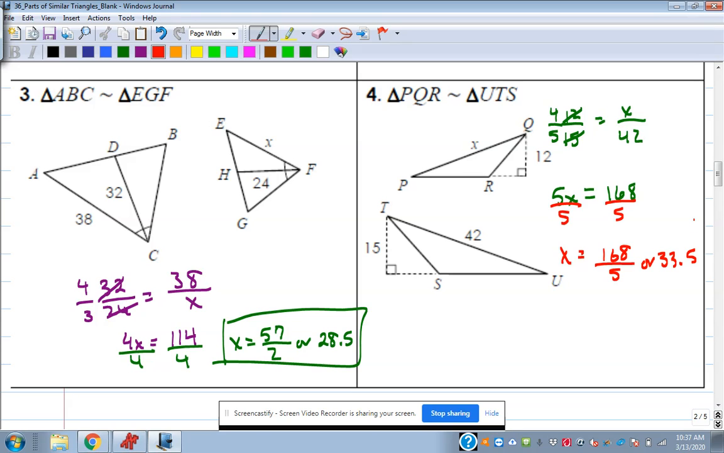33 and a half. 33.5? 0.6, yeah. I was going to say, I don't think it could be 0.5. Doesn't work when you divide by 5.